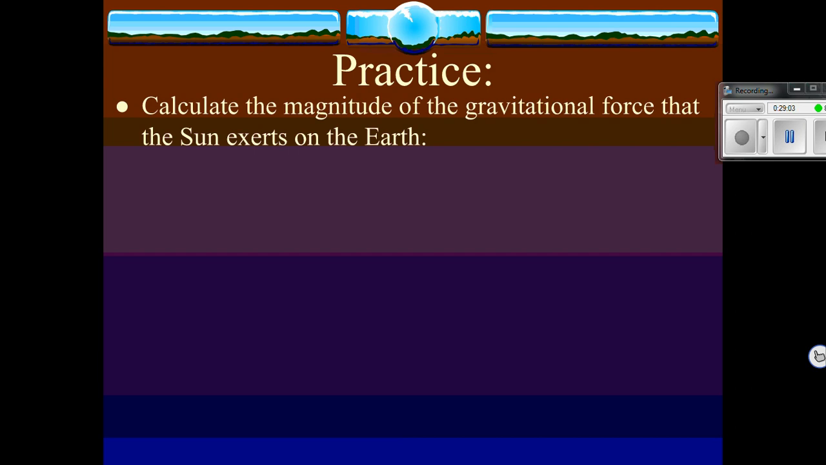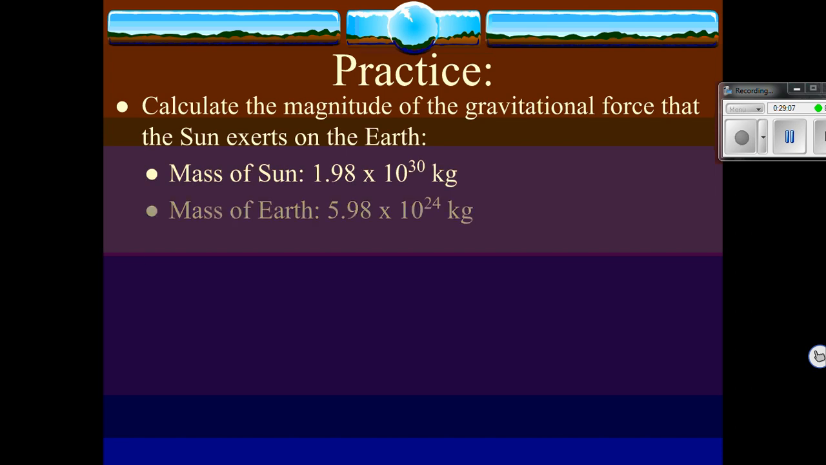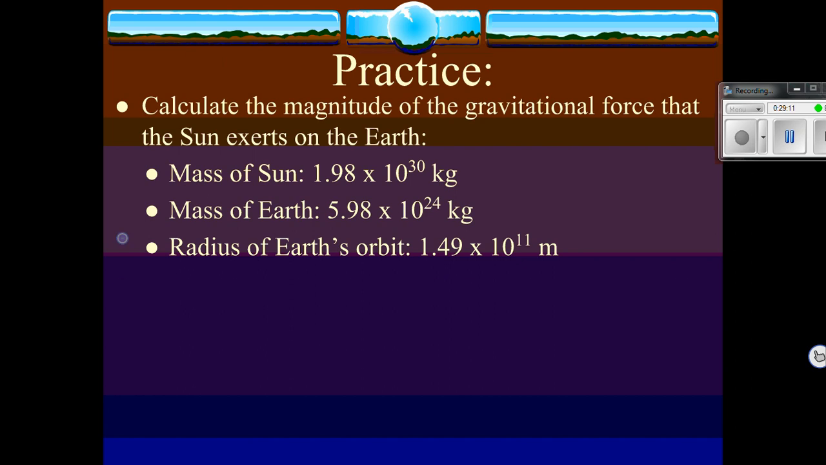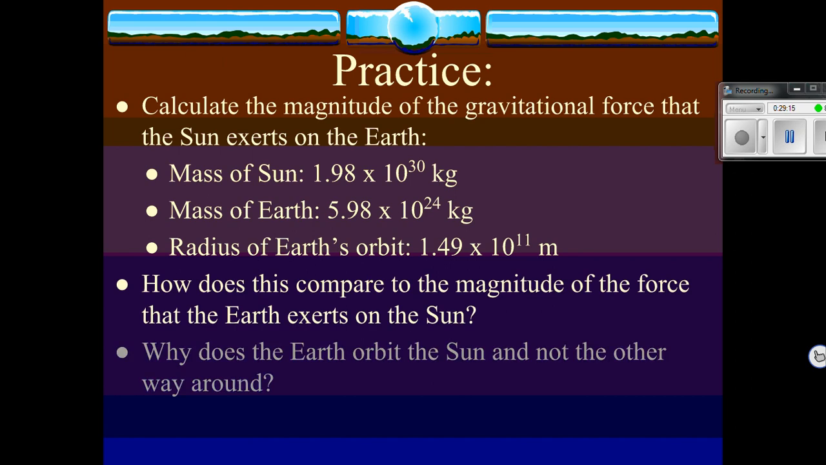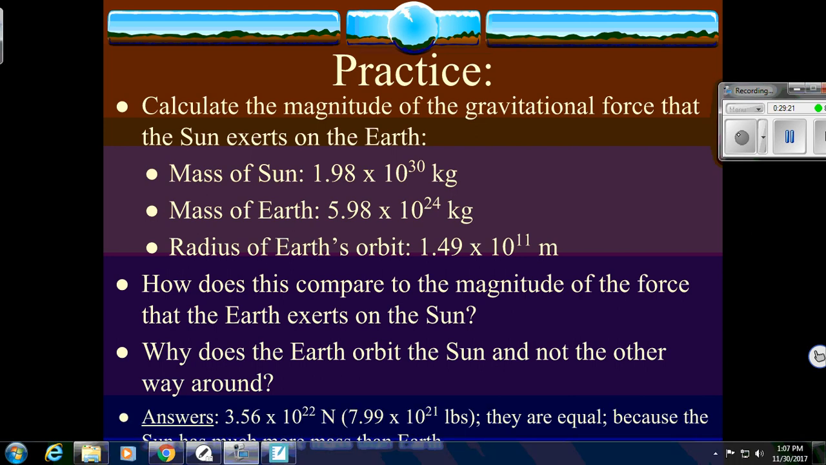So I want you to calculate the force of gravitational attraction between the sun and the Earth. Here are some constants, some values that will help you. Once you've done that, please tell me how that compares to the magnitude of the force of the Earth on the sun, and why does the Earth go around the sun rather than the sun going around the Earth?